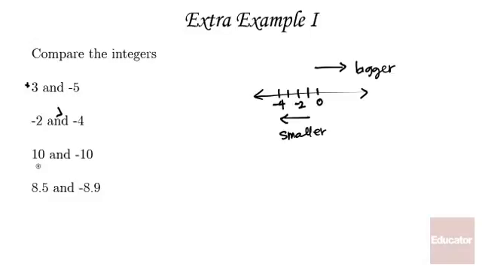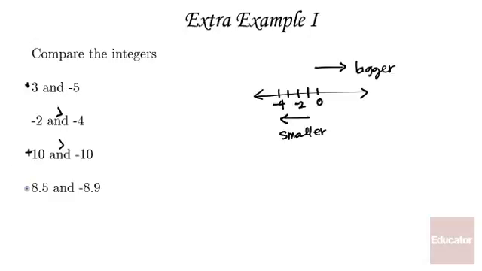Okay? 10 and negative 10. This is positive 10, and this is negative 10. Automatically, 10 is greater because this is positive and this is negative. I'd rather have $10 than owe $10, right? The next one is positive 8.5 and negative 8.9. Don't get confused with these numbers, just look at the signs. This is a positive number and this is a negative number, so I know that this number is bigger.